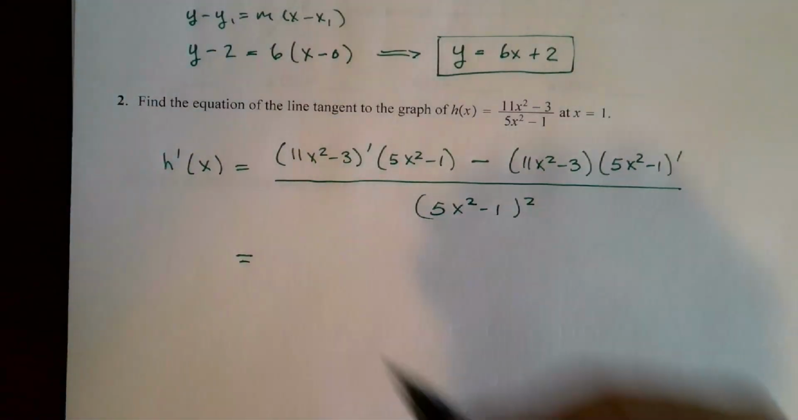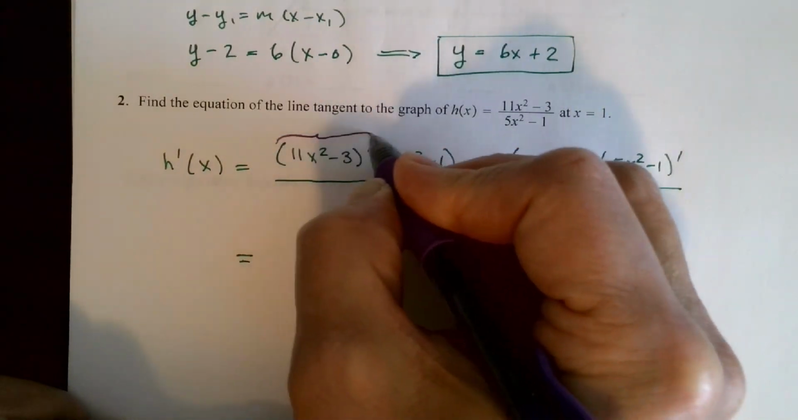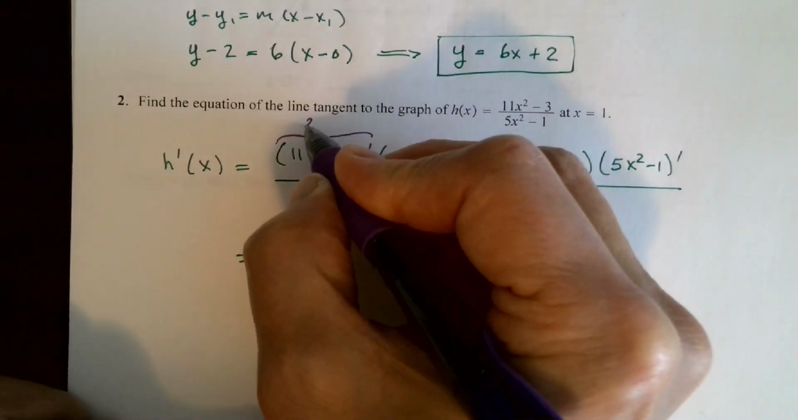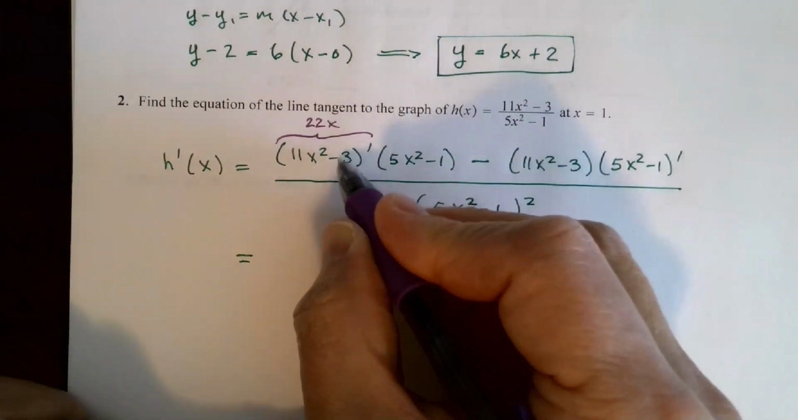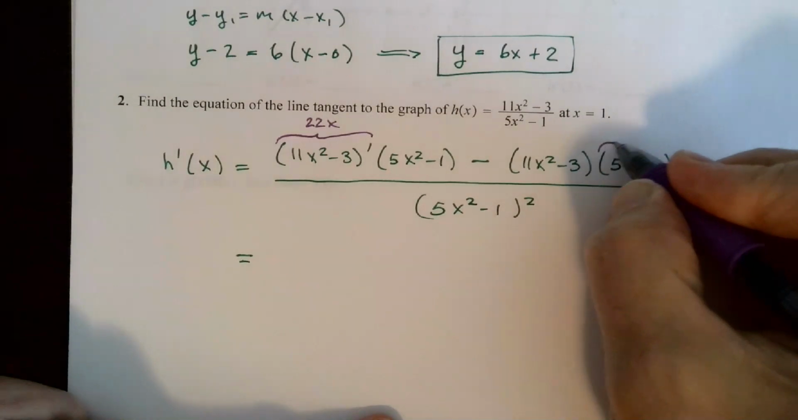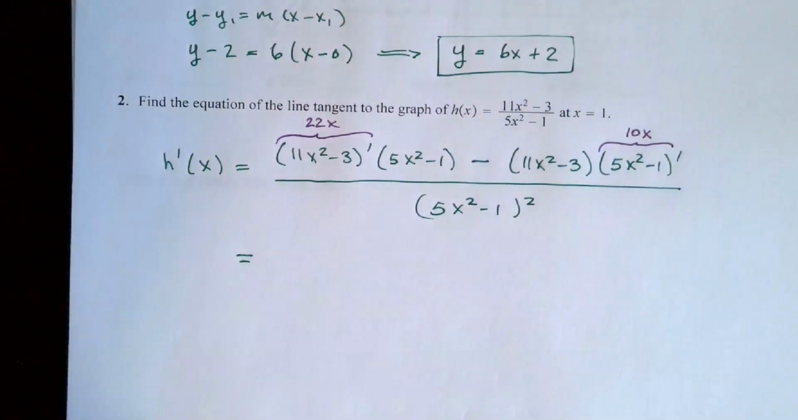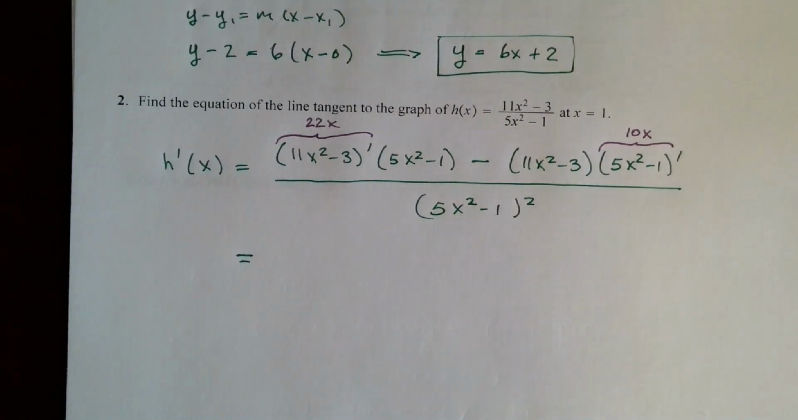What's the derivative of 11x squared minus 3? Bring the 2 down, I get 22x. Derivative of 3 is a constant, I get 0. What's the derivative of 5x squared minus 1? 2 times 5, 10x to the first power. Again, power rule is going on there.